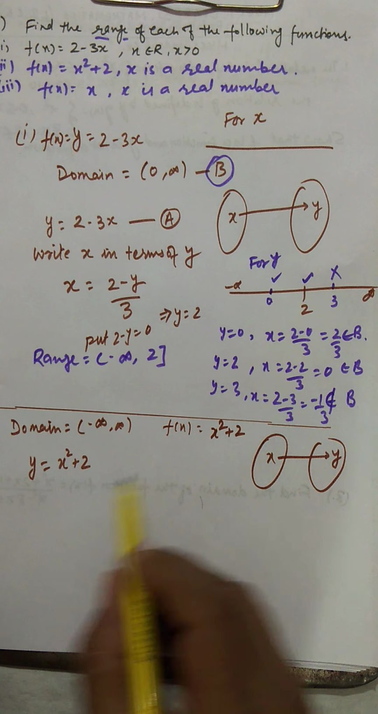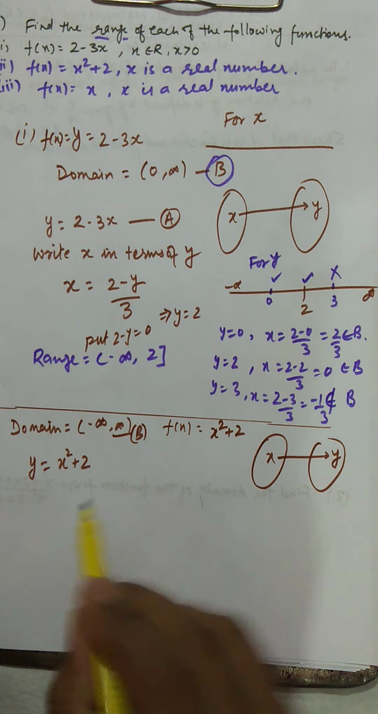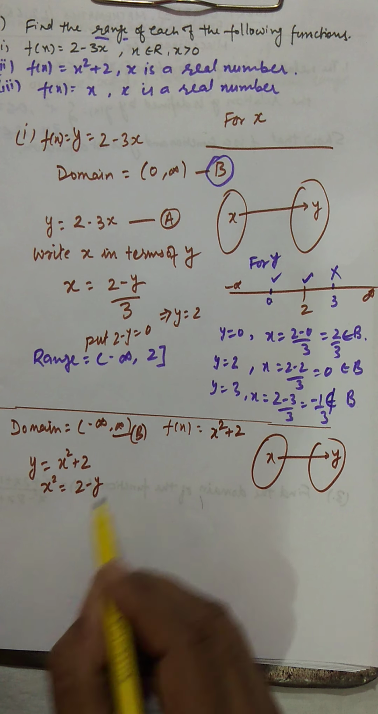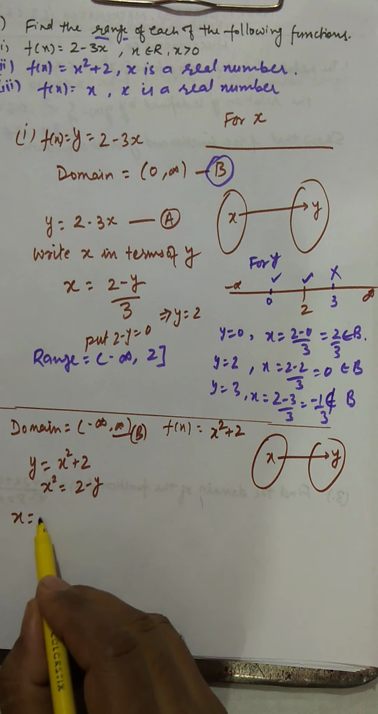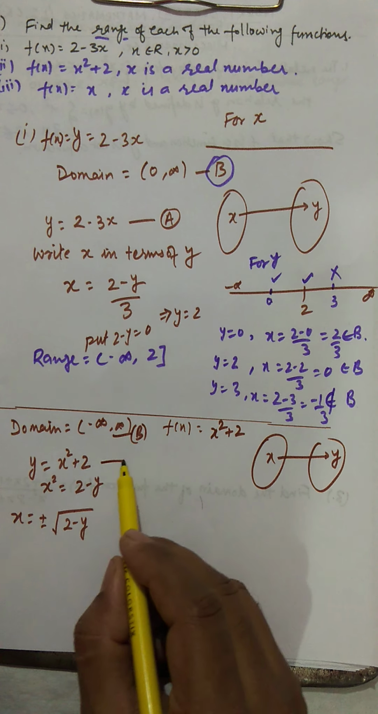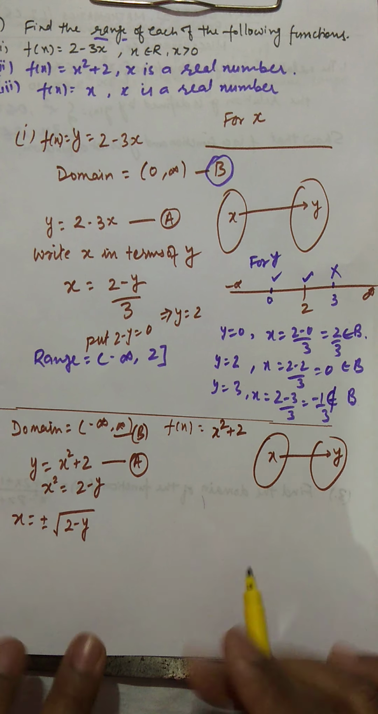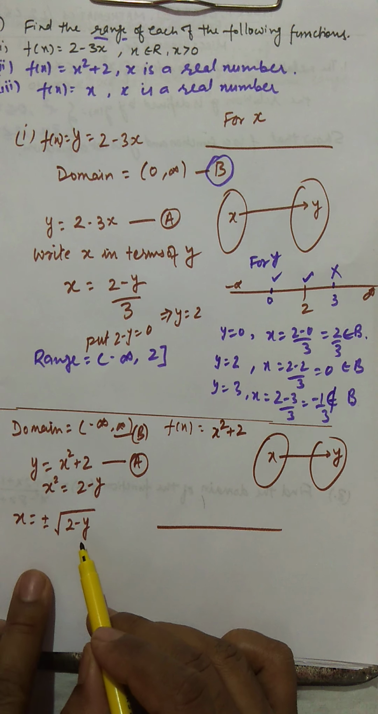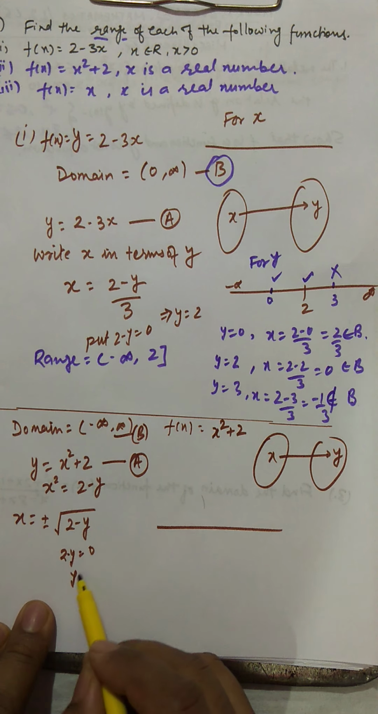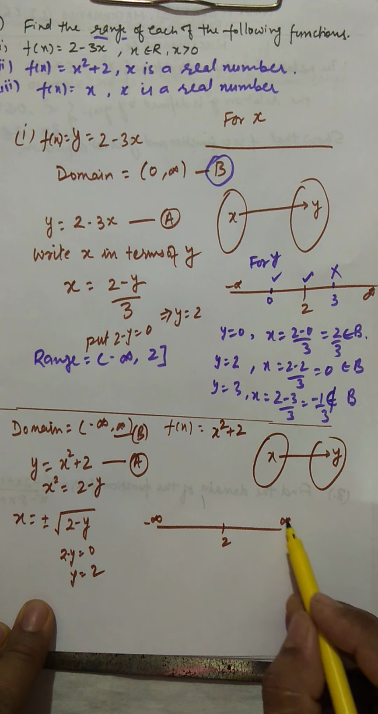Now our step is, this is the B condition, and here we write x in terms of y. So x square will be 2 minus y, and then x will be plus minus under root 2 minus y. So this is your condition number A, and this is your condition number B. So we'll draw the number line, because you can see this 2 minus y. If you put 2 minus y equal to 0, then y will be 2. So this is 2, and this is minus infinity, and this is plus infinity.